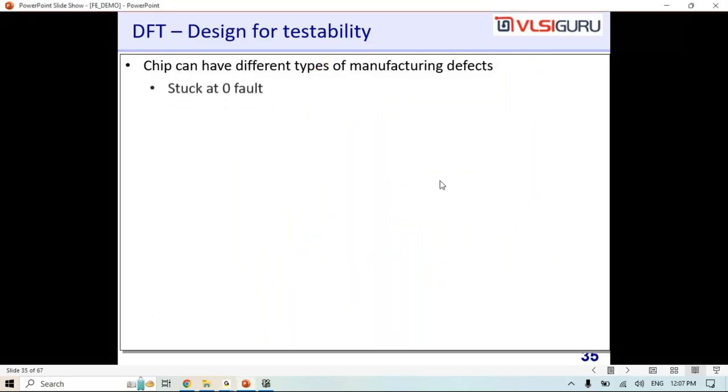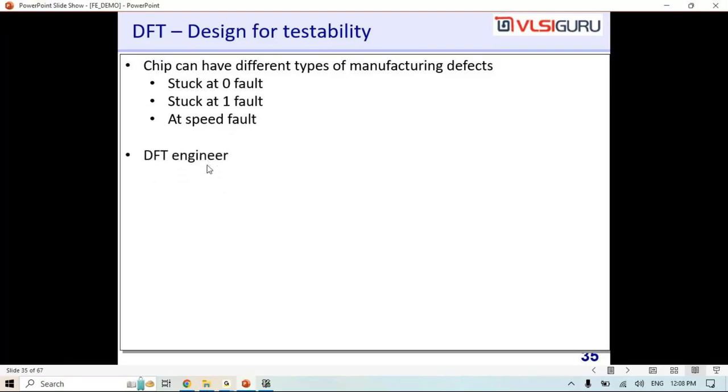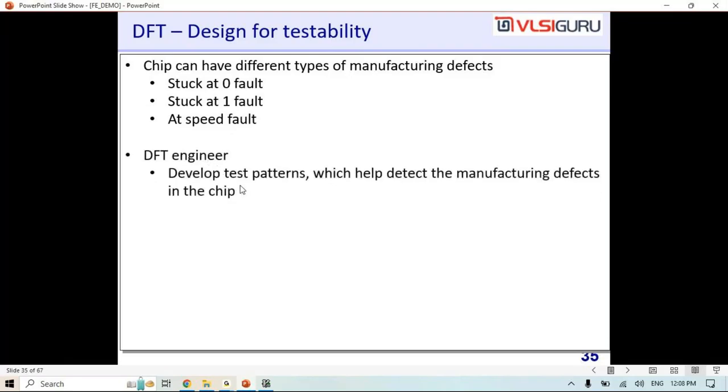There are different manufacturing defects called stuck-at fault, stuck-at-zero fault, stuck-at-one fault, at-speed fault. A DFT engineer develops test patterns which help detect the manufacturing defects in the chip. Example, a sample test pattern is like this, some random number here, let's say 1010101110. If you ask me how did you come up with that number, he has some techniques.